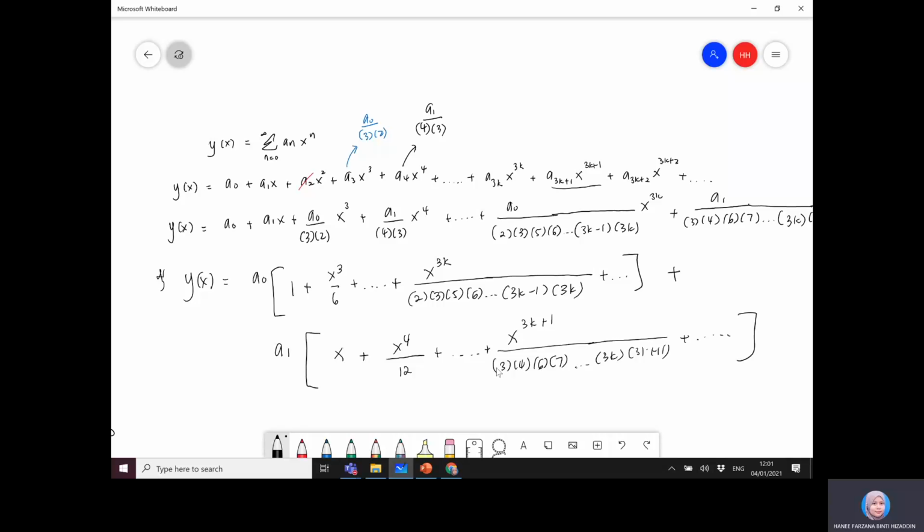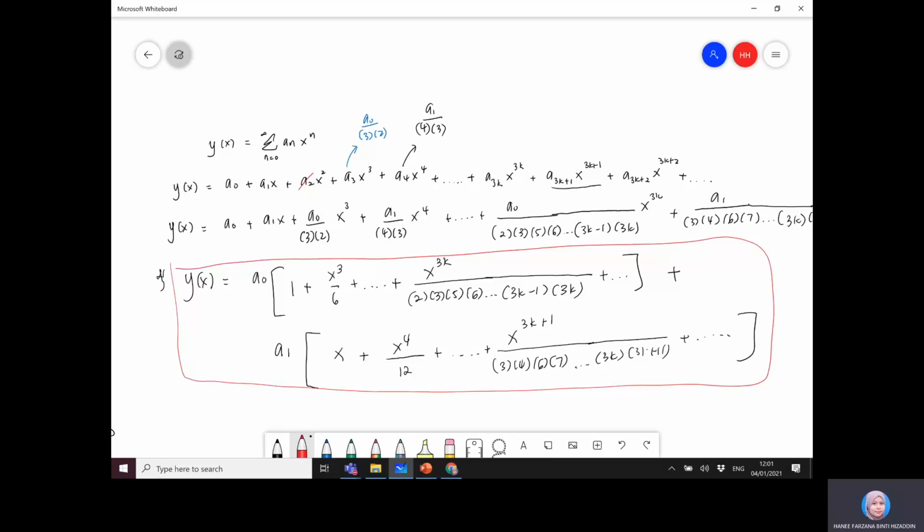So this is actually your proposed solution to the DE given. But now you cannot find out what the values of A1 and A0 are because you're not given any initial or boundary condition. But if you are given initial or boundary conditions, you may find out what the values of A0 and A1 are.